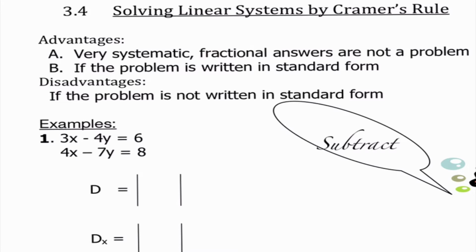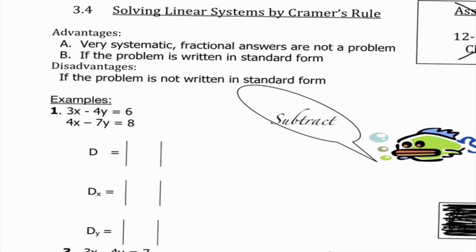The advantages for this particular method is that it's very systematic. In fact, we don't really need to think that much. We're going to be following the same steps every single time. And fractional answers are not a problem. The reason being, they don't come up until our final answer. It is also really easy to use if it is written in standard form. Our biggest disadvantage is if the problem is not written in standard form. So let's go ahead and look at this for a second.